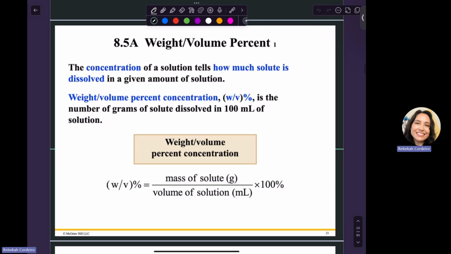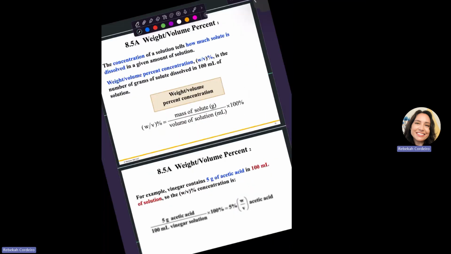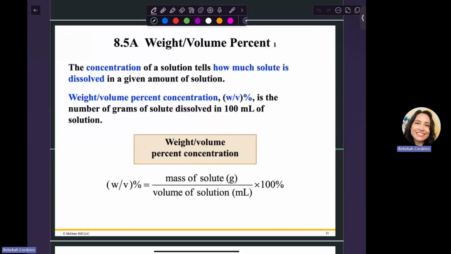As we talk about solutions, we also want to be able to measure how much stuff is in the solution. A concentration basically tells us how much solute is in that amount. So how concentrated is it? You're probably familiar with the word concentration, as in "that's very concentrated," or the opposite of concentrated being dilute. Different concentrations can be more dilute or more concentrated. And we can measure the concentration in a few different ways.